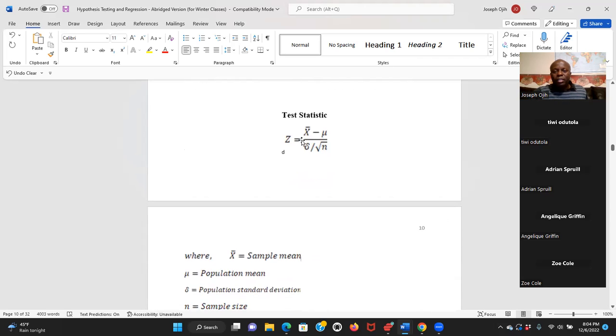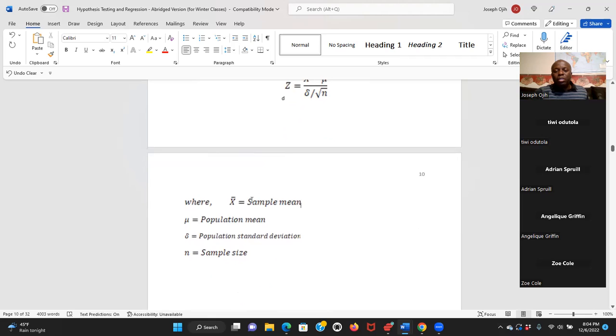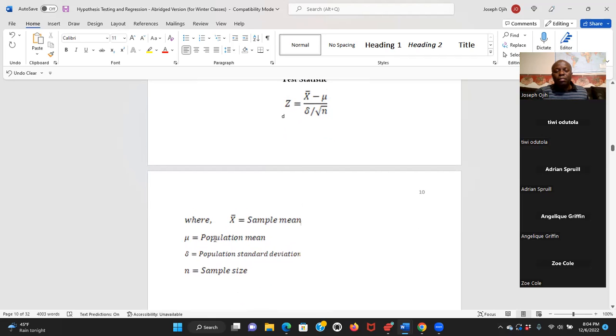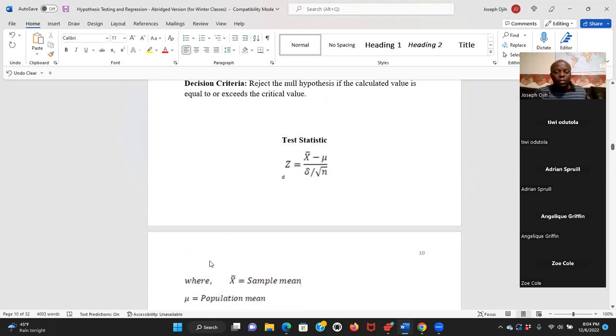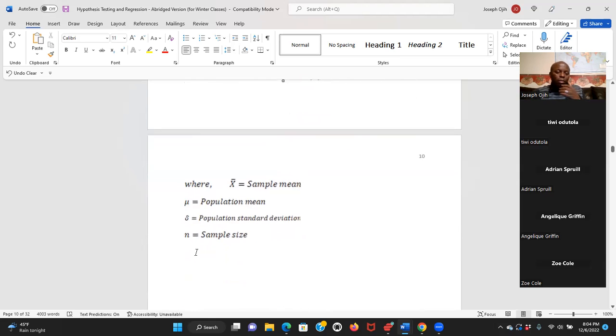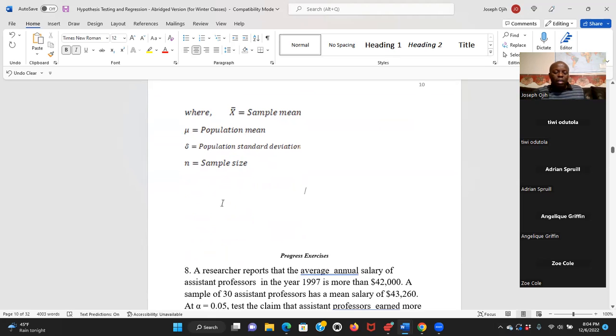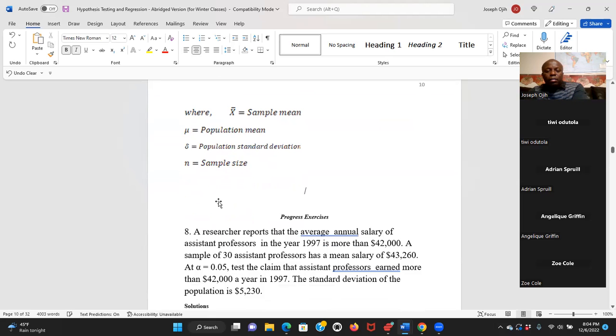And this is how we get that answer. We use the test statistic, Z equals sample mean, X bar, minus population mean, divided by standard deviation over root n, where X bar is the sample mean, mu is the population mean, sigma is the population standard deviation, and n is the sample size. Let us see how this works. At least one example will help you understand this.